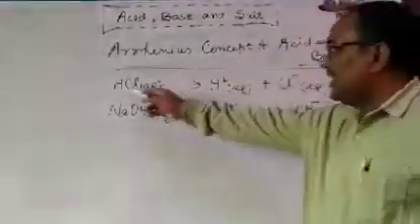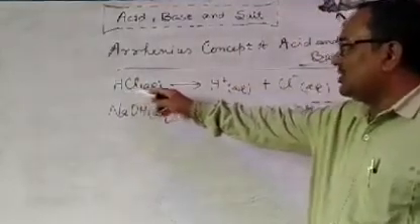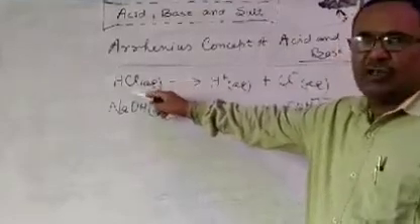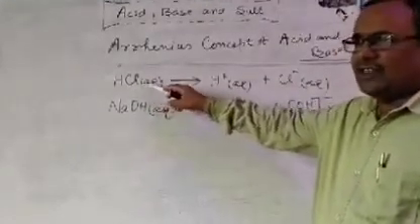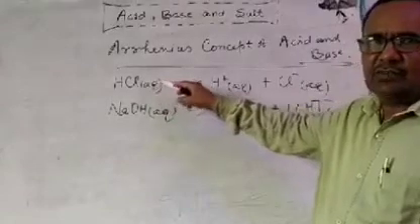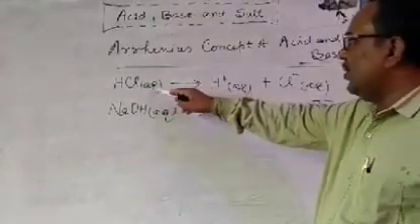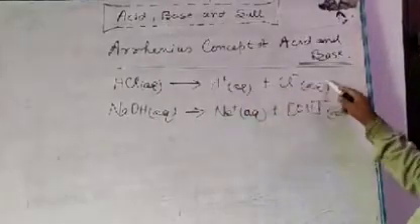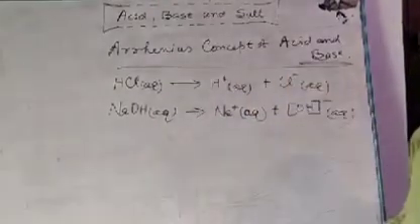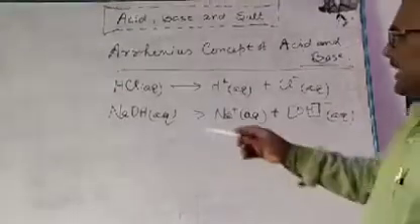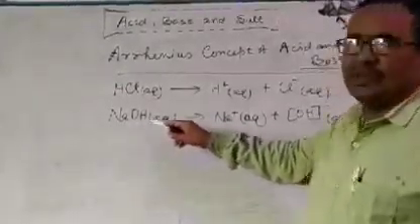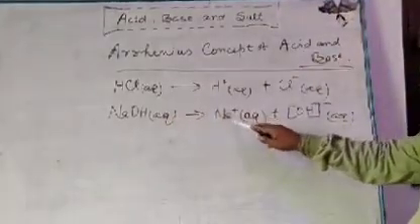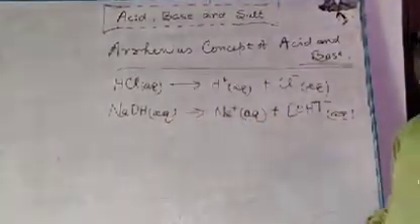Example, HCl is acid because HCl on dissolving in water. Aqueous means HCl dissolved in water. Solution of HCl in water is known as aqueous solution of HCl. HCl on dissolving in water produces H plus ion and Cl minus ion. So HCl is an acid according to Arrhenius, and NaOH is a base because NaOH on dissolving in water produces sodium ion and hydroxide ion.